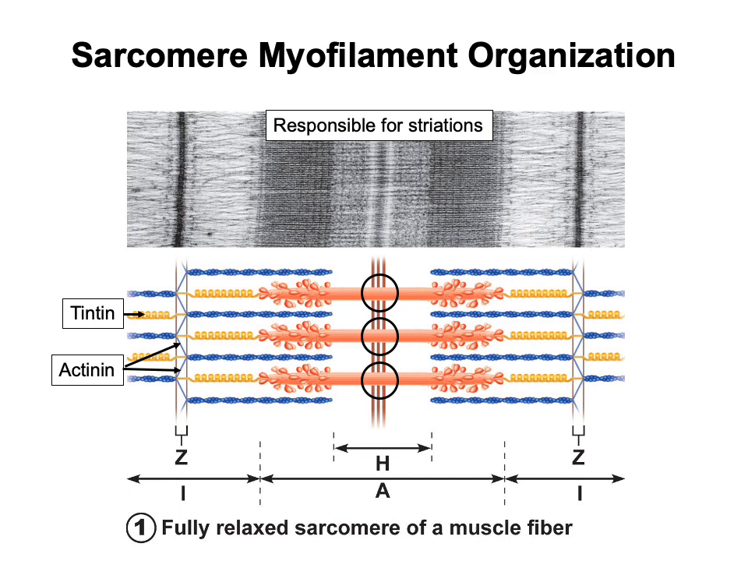The I zone on the sarcomere contains just the actin myofilament. So I believe we've covered all the zones. The I zone is just actin, the A zone is actin and myosin, and the H zone is just myosin.